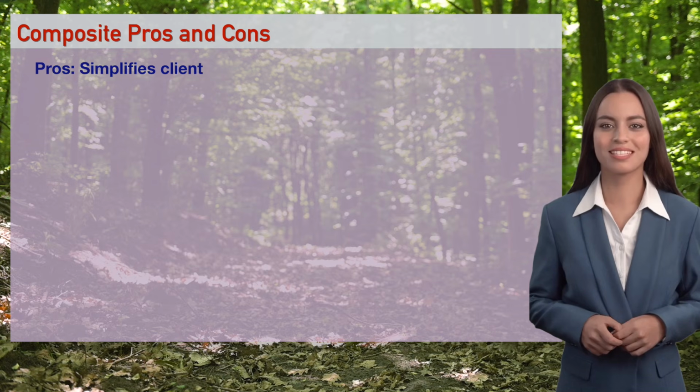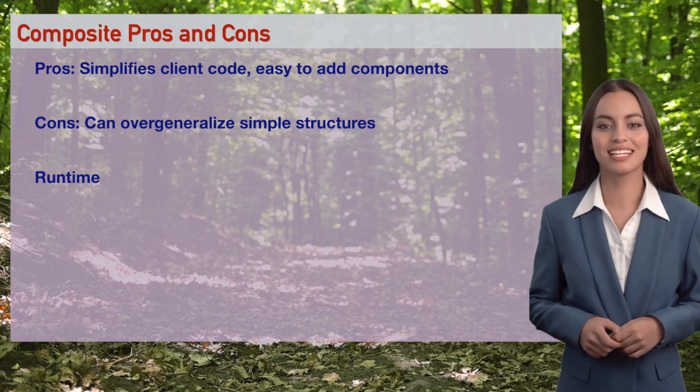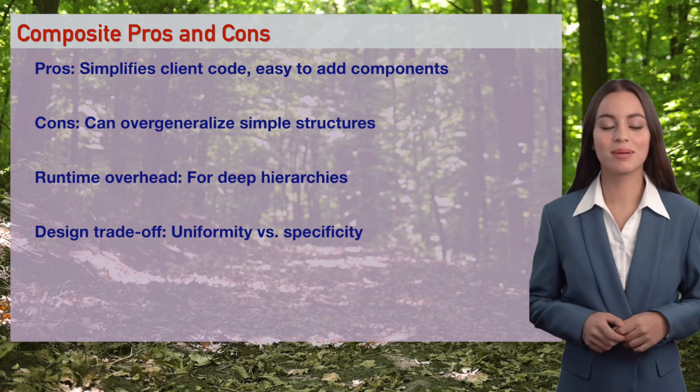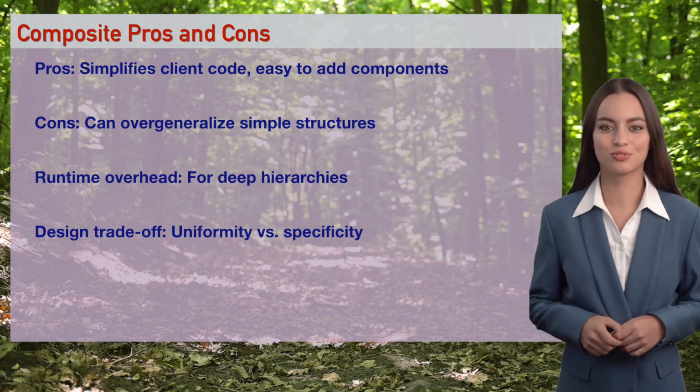Pros: it simplifies client code by treating leaves and composites the same and makes adding new component types straightforward. Cons: it might overgeneralize for very simple structures, adding unnecessary abstraction. Deep hierarchies can introduce runtime overhead. There's a design trade-off between uniformity and maintaining type-specific behaviors.